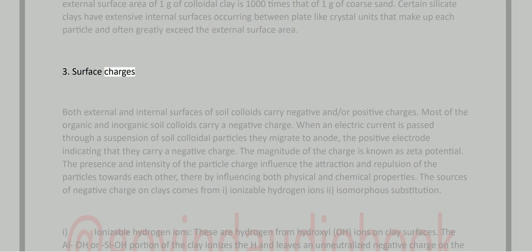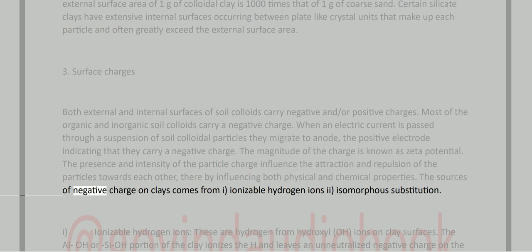3. Surface charges. Both external and internal surfaces of soil colloids carry negative and/or positive charges. Most of the organic and inorganic soil colloids carry a negative charge. When an electric current is passed through a suspension of soil colloidal particles, they migrate to the anode, the positive electrode, indicating that they carry a negative charge. The magnitude of the charge is known as zeta potential. The presence and intensity of the particle charge influence the attraction and repulsion of the particles towards each other, thereby influencing both physical and chemical properties.